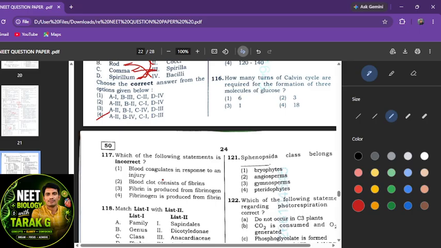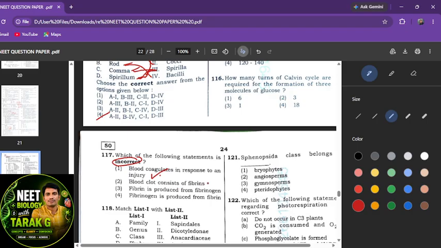Question 117. They have given a statement regarding blood clotting. Which of the following statements is incorrect? Blood coagulation is a response to an injury. This is correct, surely that is correct.